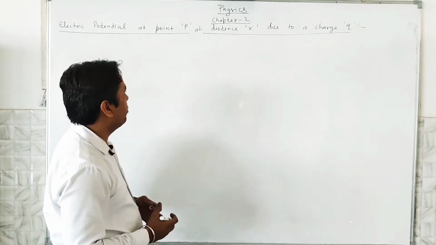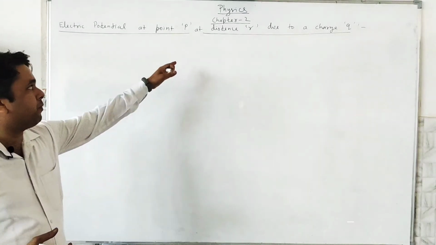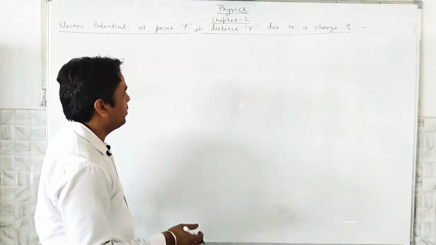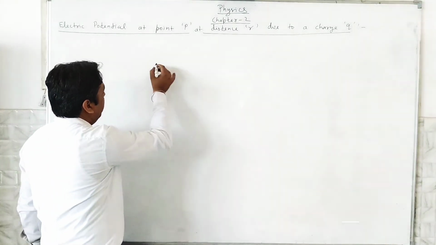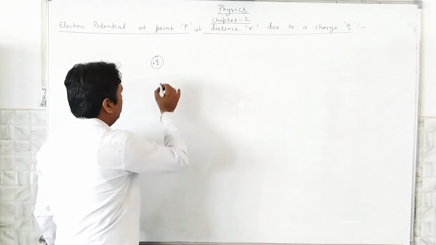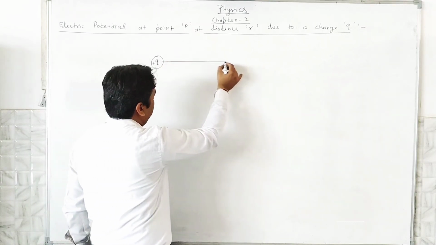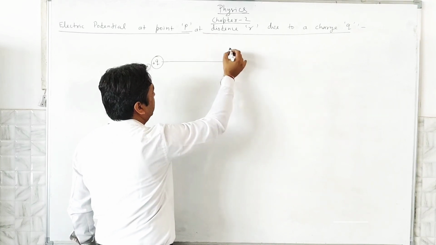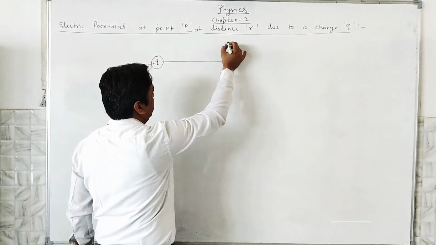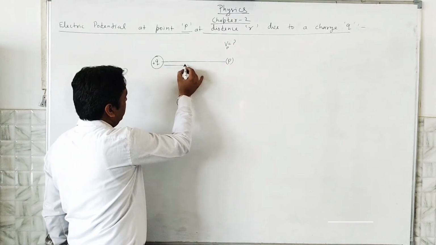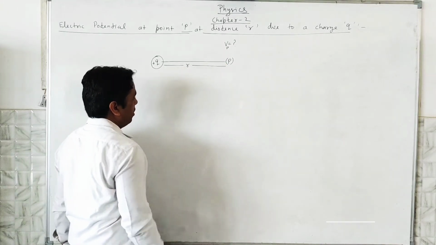After that, we are going to discuss the electric potential at a point P at distance r due to the charge Q. See what that condition is. We will imagine the origin charge, a positive charge here. From this point, we will assume the point P. So here we are calculating the potential. Potential means V. So V is what we have to calculate here. The distance from this charge to point P is r.